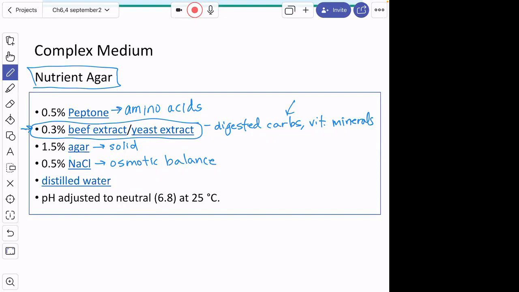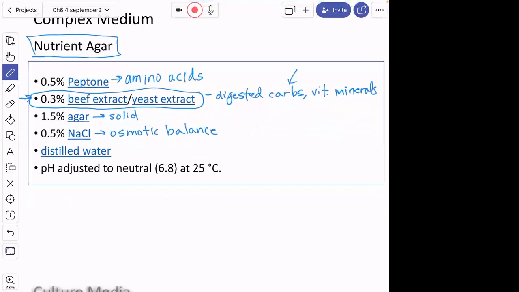Okay, so you buy that in a powder, you add the appropriate amount of water, you adjust the pH and sterilize it, and then you pour it into, say, a plate or a test tube or whatever you want. So, okay, that's an example of a complex media. Again, it's going to have some kind of extract in it.